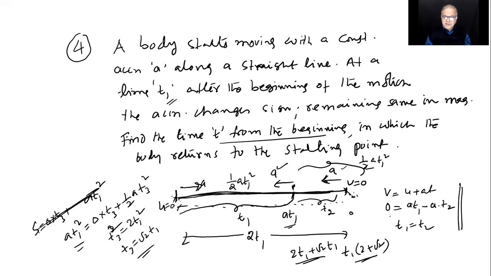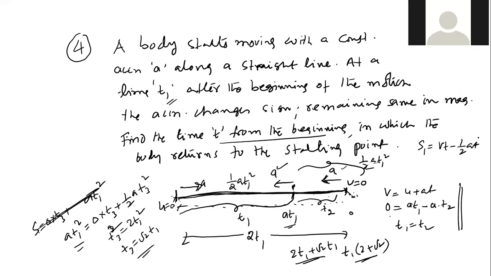Actually, this next distance I did not even calculate. I took directly half a t1 squared. If you want to see how, I'll tell you. S1 equals vt minus half at squared, which I can apply. V is 0 and a is minus, so minus goes. T squared, we calculated t1, so it is half a t1 squared straight up.